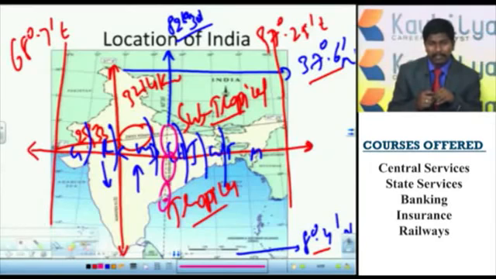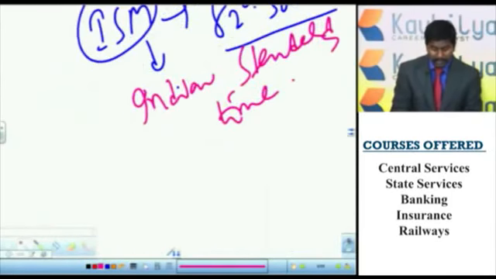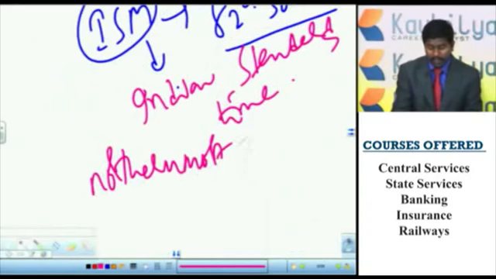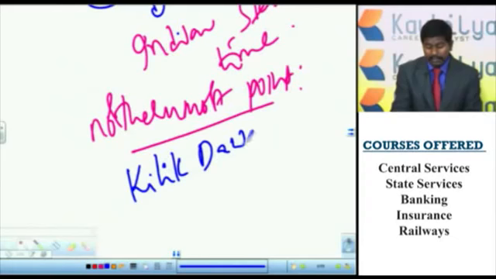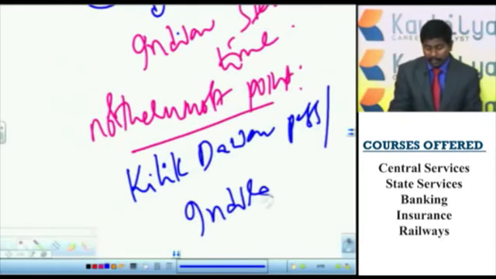Right. Then coming to the northernmost point of India. The northernmost point of India is called Indira Col or Kilik Dhawan Pass. Kilik Dhawan Pass or Indira Col.